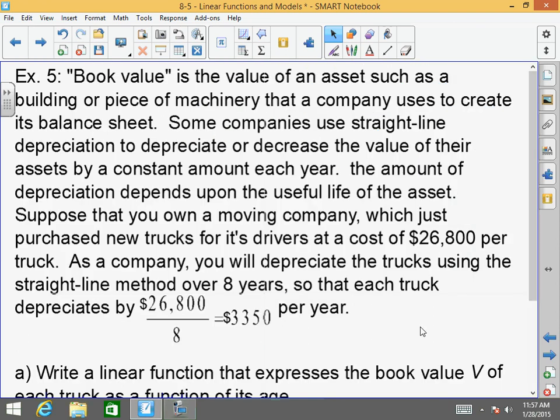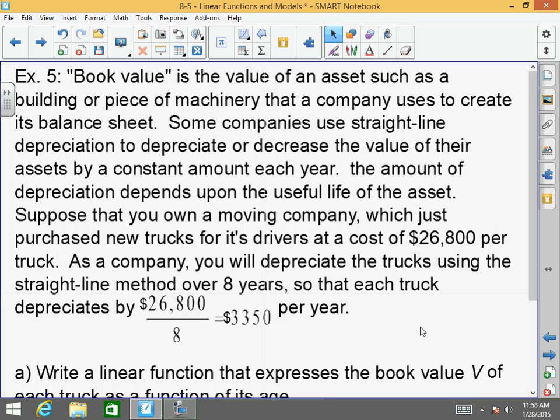Book value. Book value is the value of an asset, such as a building or a piece of machinery that a company uses to create its balance sheet. A balance sheet is basically a report that tells the business owner or owners what they have and what they owe, hence a balance. Your assets, what you have, should always equal your liabilities, which is what you owe. Some companies use what's called straight line depreciation to depreciate or decrease the value of their assets by a constant amount each year. As you guys know, things break.